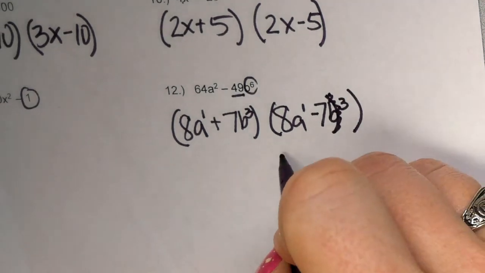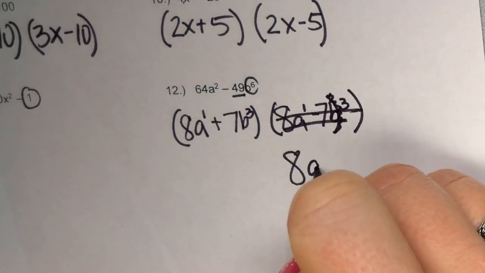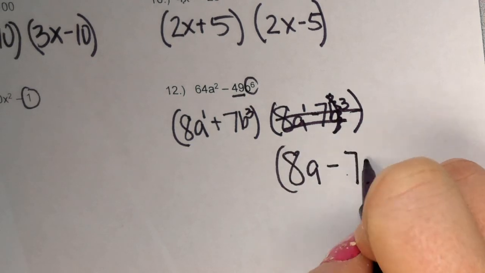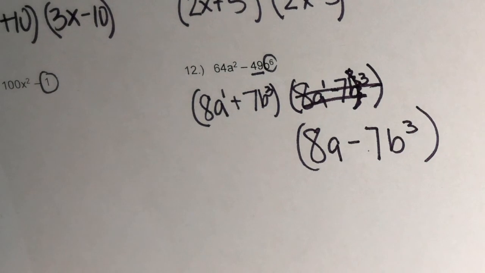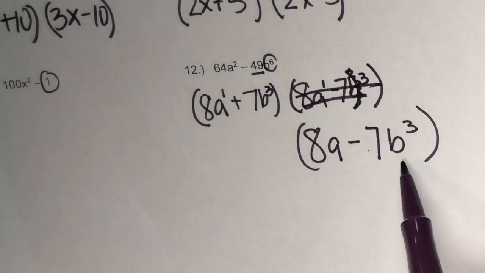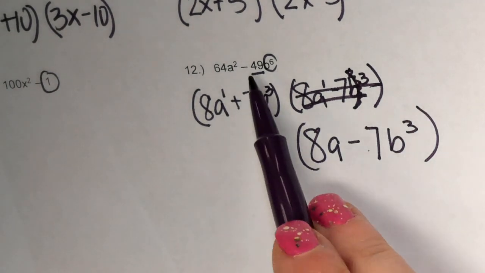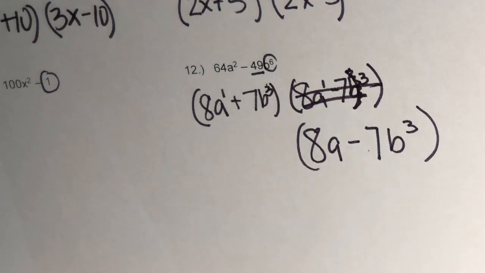Okay? So this is actually, I'm going to rewrite this. Minus 7b to the 3rd. There you go. Because 7b to the 3rd times negative 7b to the 3rd would equal negative 49b to the 6 because you add the exponents.